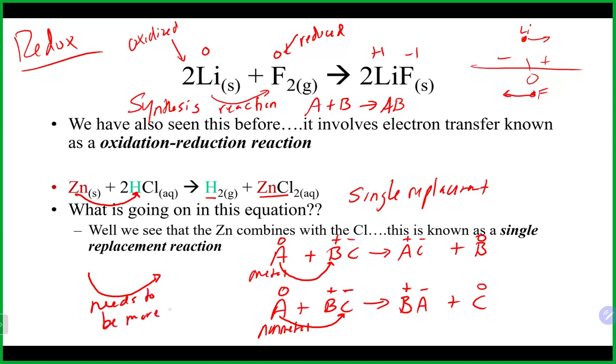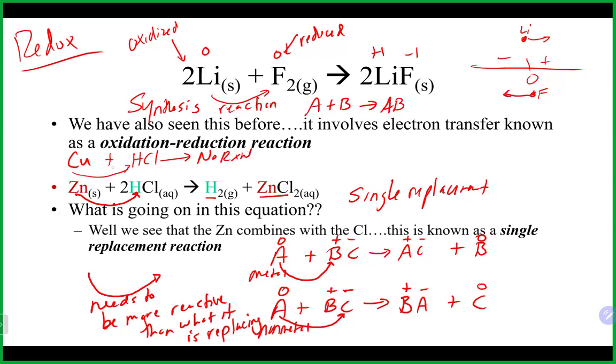In these type of reactions, whatever is coming in actually needs to be more reactive than what it is replacing. So for example, if you did this exact same reaction, but you popped in there copper instead, you're going to get no reaction happening because copper is actually less reactive than hydrogen, and it actually will not replace the hydrogen in this particular case.